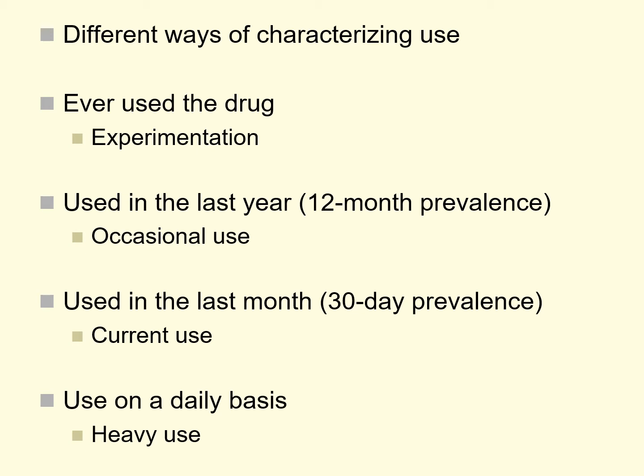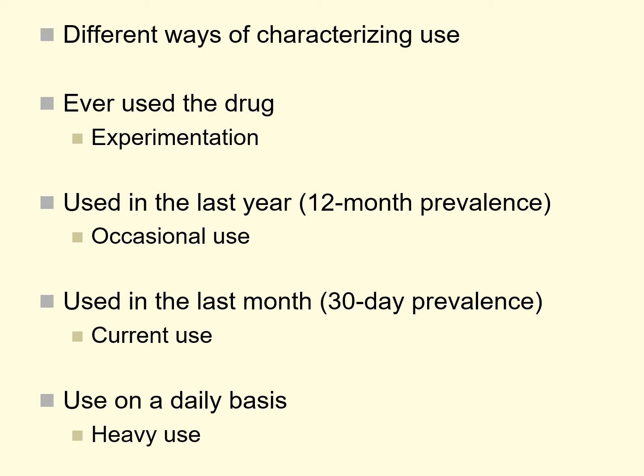So the idea here is that for each drug, whether it's LSD or cocaine or tobacco or alcohol, the question is asked four times, changing the time frame each time, to get a sense of whether someone has experimented with the drug, if they've occasionally used it, if they're roughly speaking a current user of the drug, or if they're indeed a heavy user of the drug.